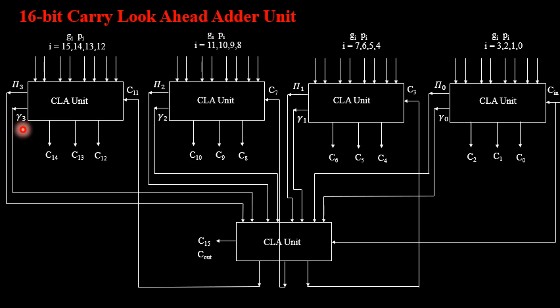So these are the intermediate carry outputs you are going to have: C0, C1, C2 for the first block, C4, C5, C6 for the second block, C8, C9, C10 for the third, and C12, C13, C14 for the last block.